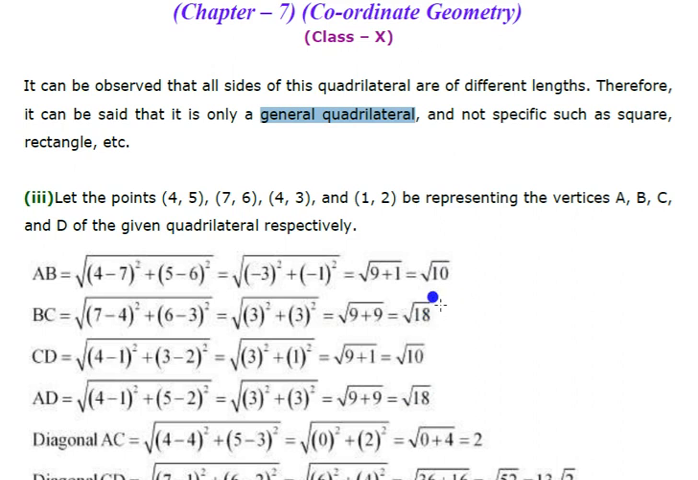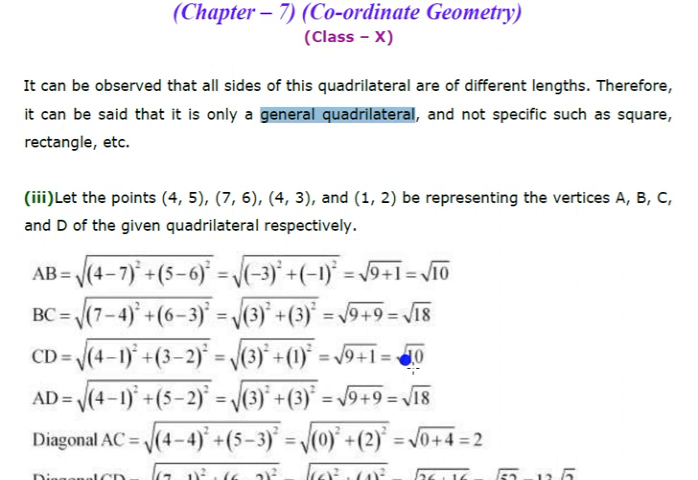So see here, in these sides, two sides are equal, that is root 10 and root 10. Side AB is root 10 and side CD is root 10, and BC and AD are root 18. So we can say that AB and CD are opposite sides. If you draw a quadrilateral and look at these two sides, AB and CD, then you will get that AB and CD are opposite sides and BC and AD are opposite sides. So when opposite sides are equal, it gives the hint of a parallelogram.